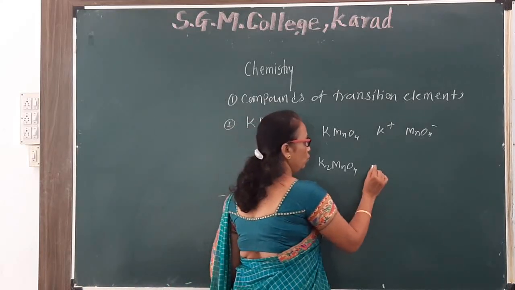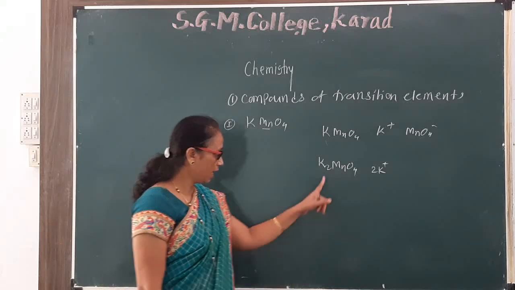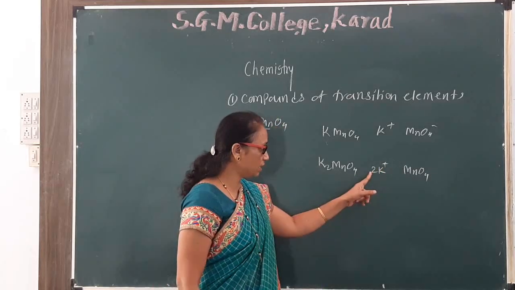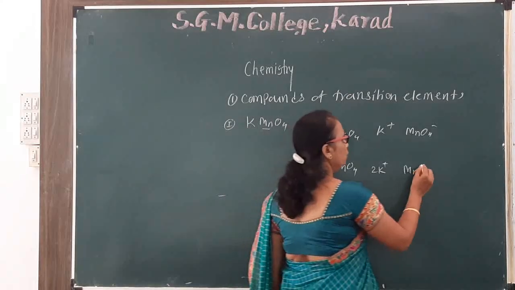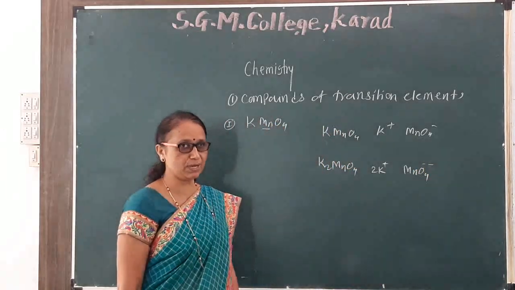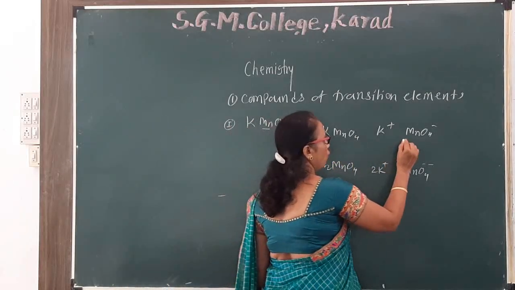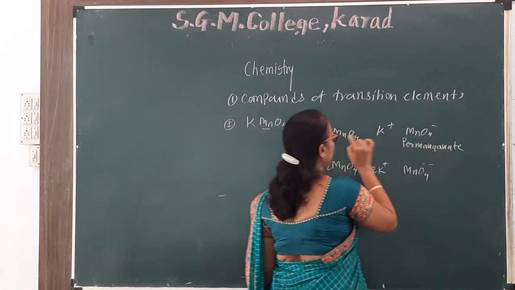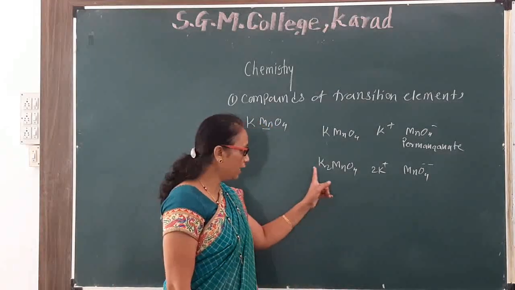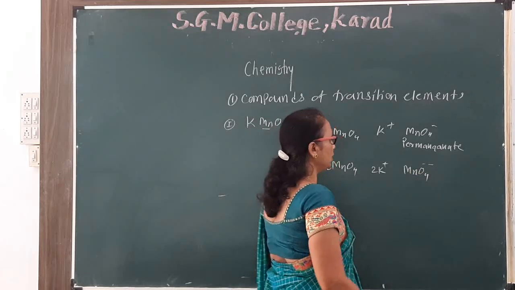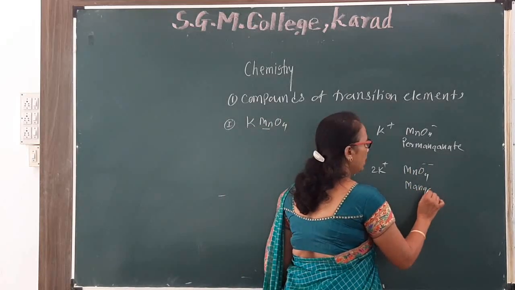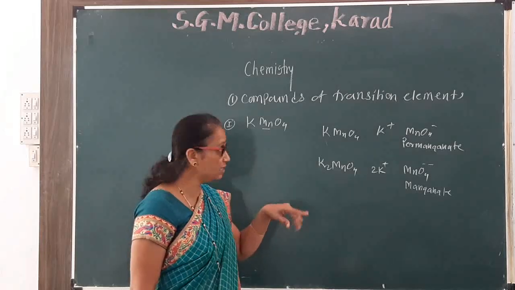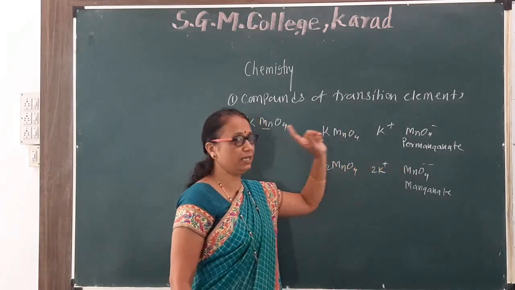But if there is K2MnO4, that means there are two K plus ions and MnO4. As there are two positive charges on K, there must be two negative charges on MnO4, so this is MnO4 2 minus. Here MnO4 minus is called permanganate, which we regularly use in the laboratory. K2MnO4, with the 2 minus charge, is called manganate.